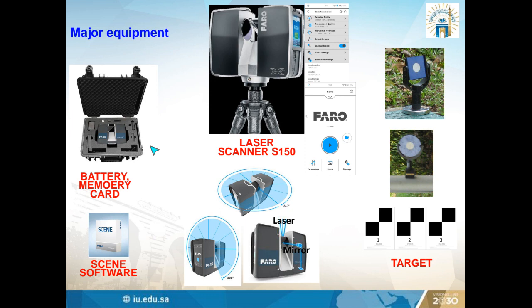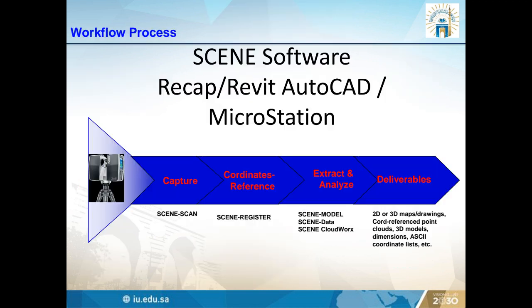So here, these are the major equipment. We use laser scanners. We process the laser scanning data by using the software. Then we use some targets to capture the laser scanning points. And then we use the software to process our data and convert it into drawings like AutoCAD or station drawings, to print our data or to make data from our laser scanning records.